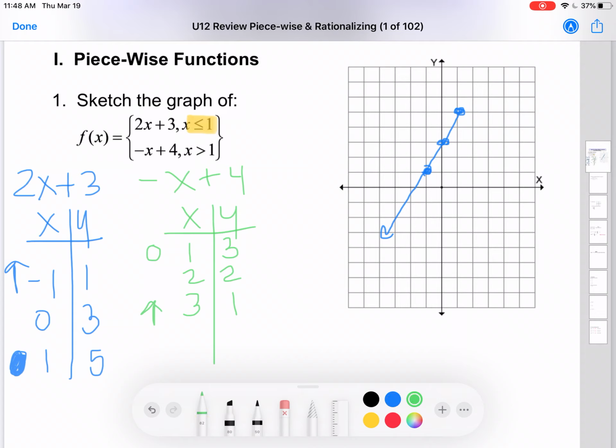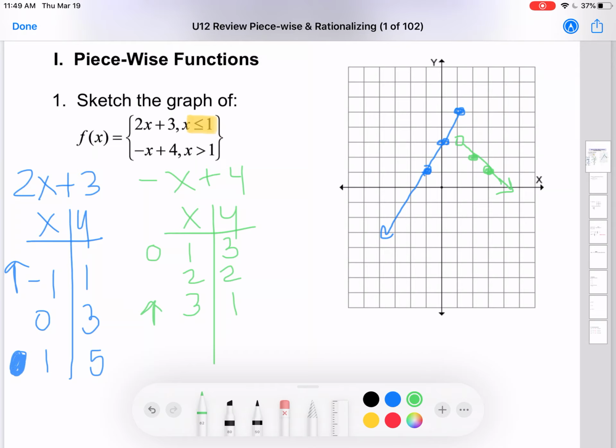Now let's graph the other one. So 1, 3. We make an open circle, which we can see makes it still a function because it passes the vertical line test. We have 2, 2. We have 3, 1, and then we know that it still continues going this way. I'll do the best I can here. And there we go. So we graphed a piecewise function.